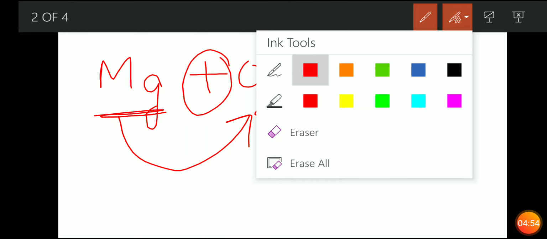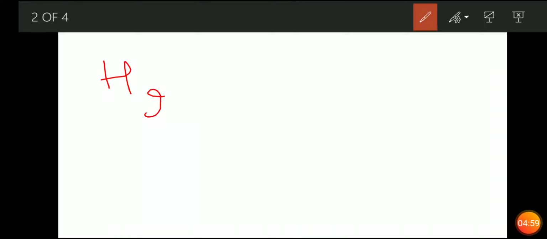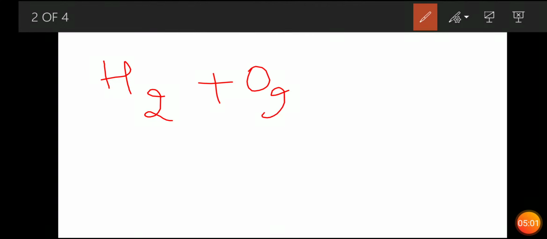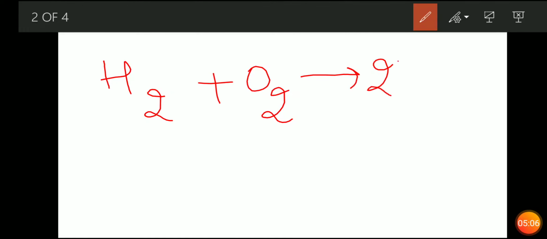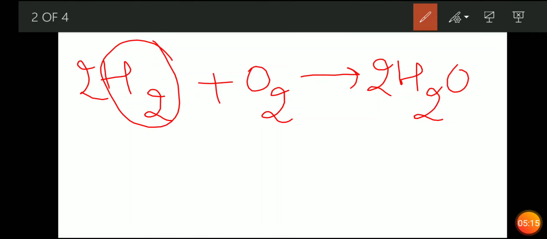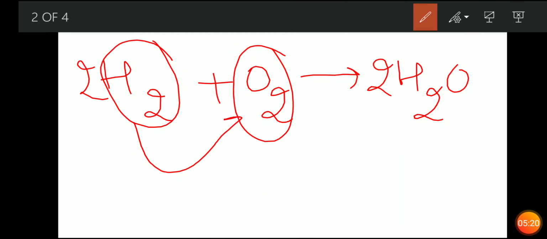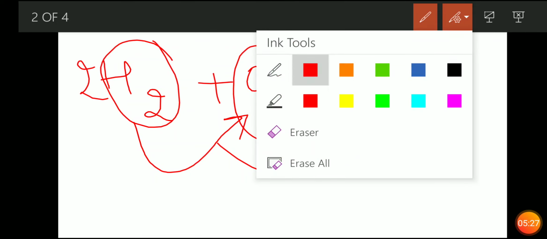Okay. Now the next example is, suppose H2 plus O2. This H2 plus O2 gives you 2H2O. That means this H2 is your hydrogen. This hydrogen is reacting with oxygen. That means this hydrogen is combining with oxygen. So it gives you a water molecule. So it is known as a combination reaction.